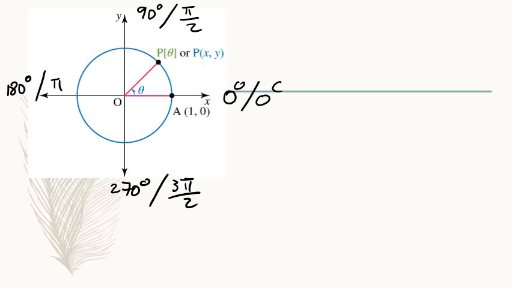Now, that means if you look at the first quadrant, it's between 0 and pi over 2. Second quadrant's between pi over 2 and pi. Third quadrant's between pi and 3 pi over 2. And then the fourth quadrant is 3 pi over 2 to 2 pi. Yay.